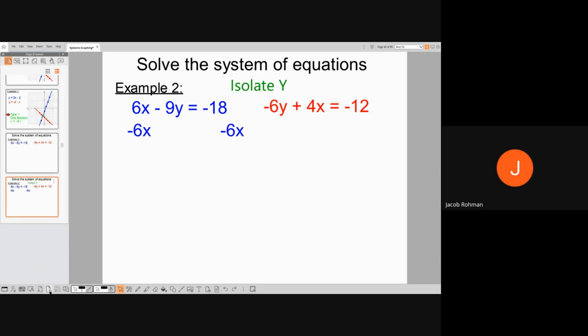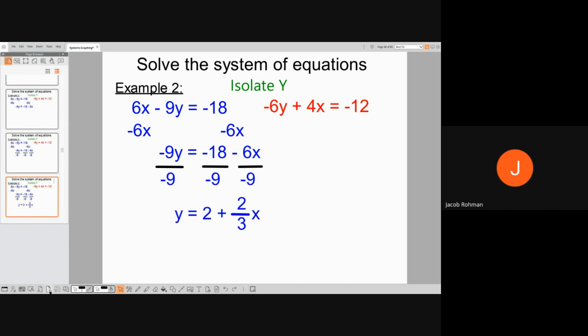And so doing that, we're going to start by subtracting 6x from both sides. And then we're going to divide everything by -9. And that's going to leave us with the equation y equals 2 plus 2/3 x. That 2/3 just comes from 6/9, which reduces down to 2/3.